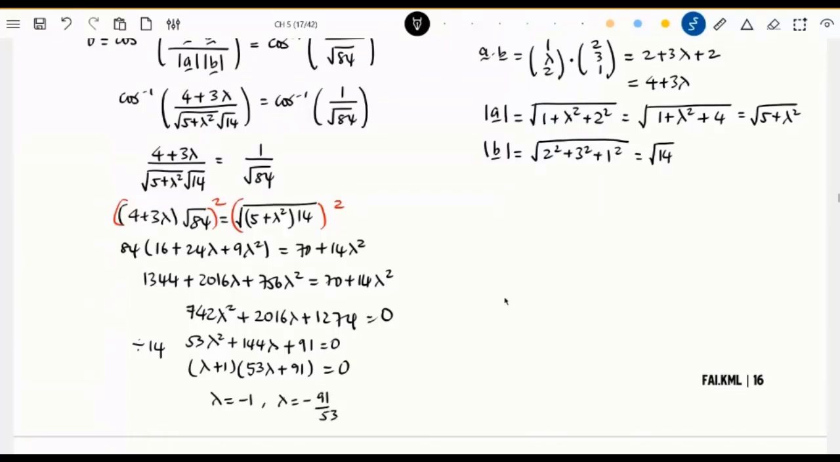Okay. So macam mana kita nak tahu which one yang betul? Kita akan recheck. Sebab dia melibatkan square root ni, ataupun surd. So mesti recheck. Masukkan nilai bahagian atas dulu pun tak ada masalah. So 4 plus 3 negative 1. Kita dapat berapa? Which is dia adalah 1. Okay lah, ngam lah. Okay, this one ngam. And then 4 plus 3 times negative 91 over 53. Dapat berapa ni?